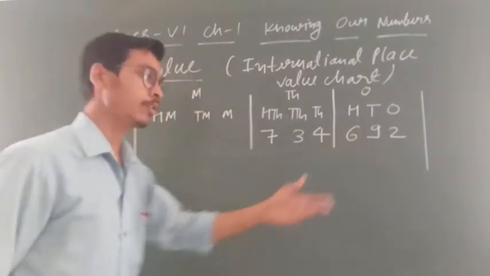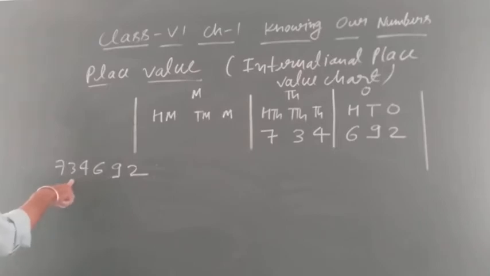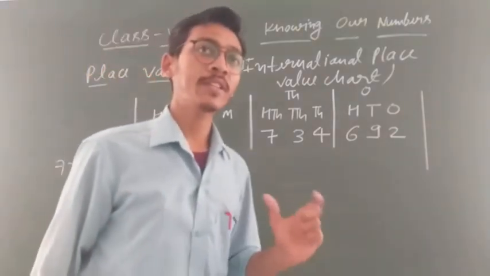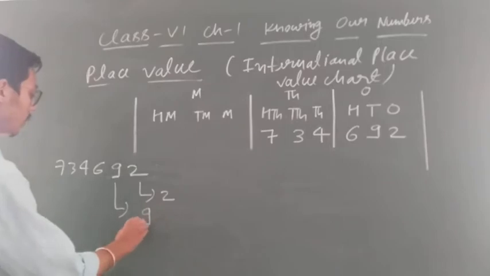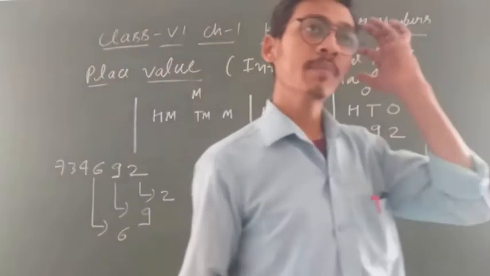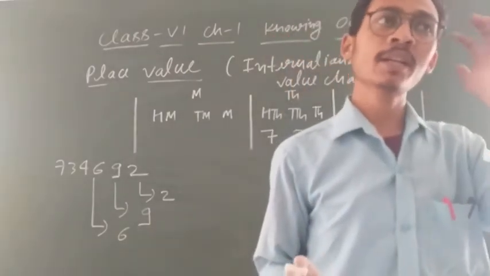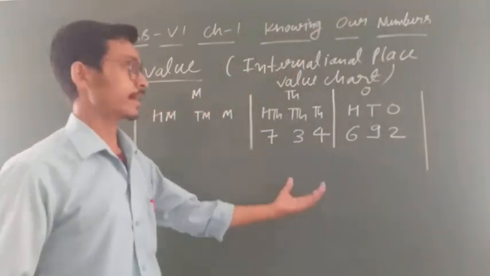Now you have to find out the value. Here you know that this is ones, this is tens, this is 100, this is 1000, this is 10,000, this is 100,000. This is the place value. Clear everyone? Now if I want to know about the face value, you know that the face value is always the same. Face value of 2 is 2, face value of 9 is 9, face value of 6 is 6, meaning all are the same. It doesn't matter whether it is the Indian or international place value chart, face value will never change.